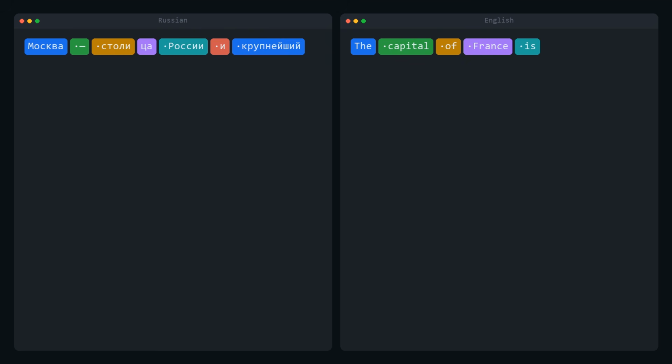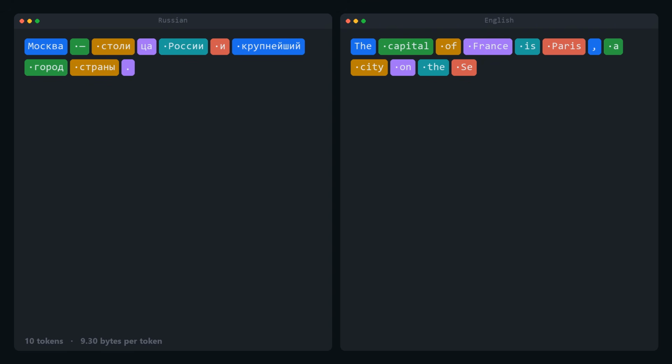An important property is reversibility. Any text encodes and decodes losslessly, including words that never appeared in training, and even emoji. An unknown word simply falls apart into smaller pieces. There is a test for that.